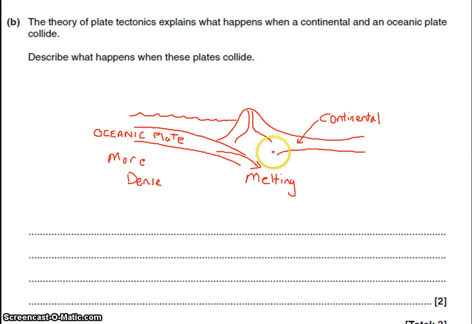So the 2 marks for this is that the oceanic plate moves underneath the continental plate because it is more dense, and the second mark is that the plate will then melt. And if you do the diagram and label it, that's also 4 marks.